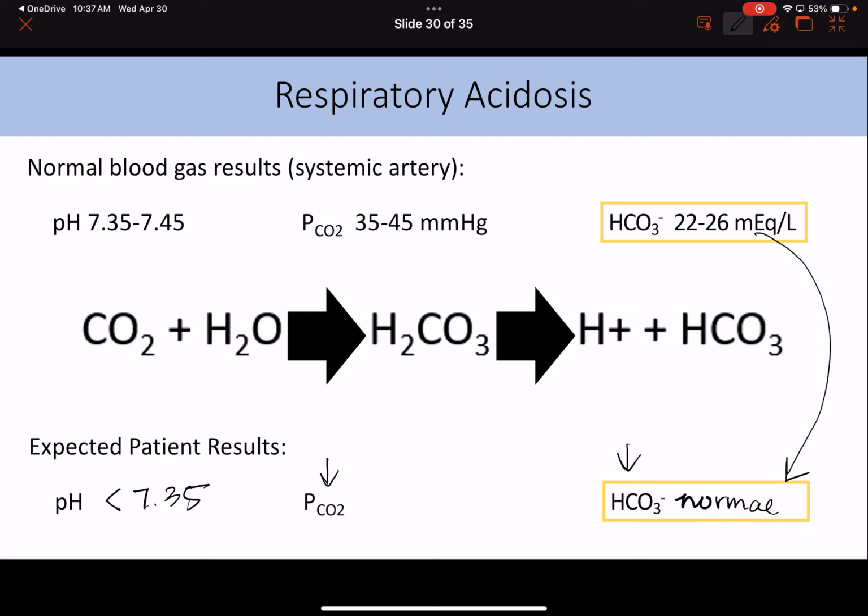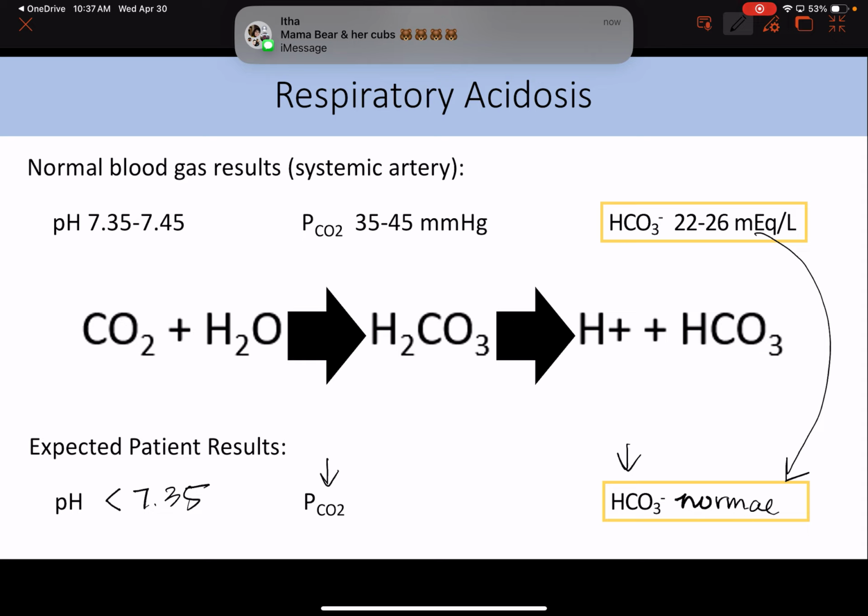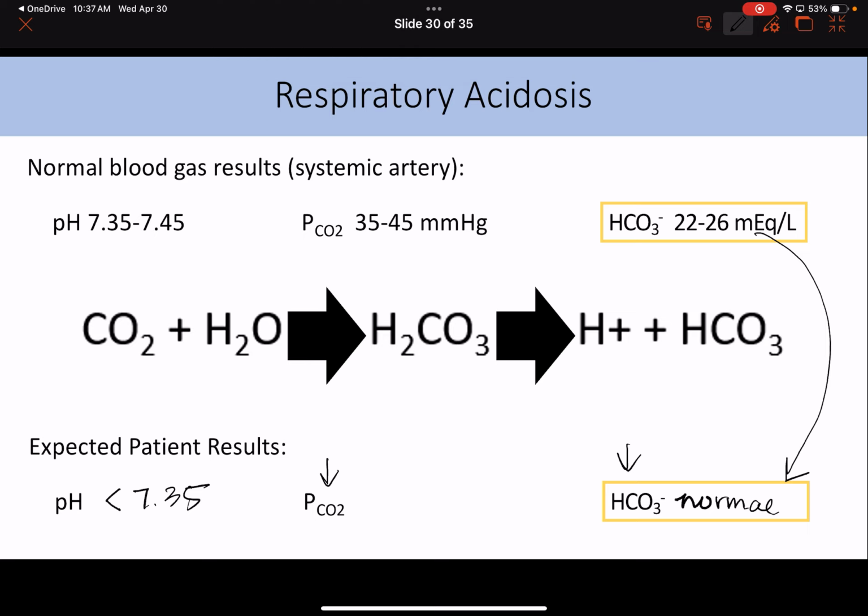Now, CO2. If you are in acidosis, would you expect to have too much CO2 or too little CO2? Too much. So it should be greater than 45 millimeters of mercury.